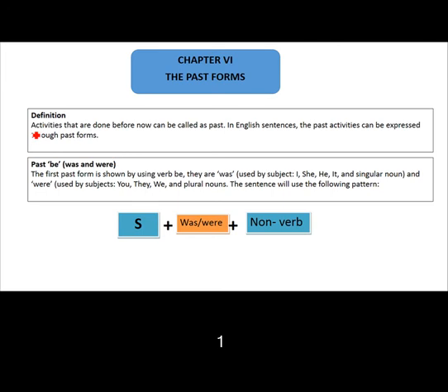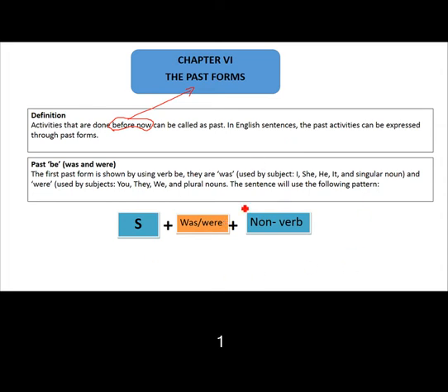The definition of the form is that activities that are done before now can be called past. In English sentences, the past activities can be expressed through the past form. You have to remember this one: before now. So all the activities that have been done before now, we can call it a past. Any activities, although it is only 1 minute or even 1 second, if it is done before now, we call it a past form.